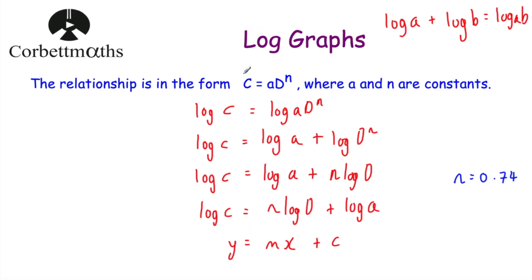So what I'm going to do is go back up to the relationship, which is in the form c equals ad to the power of n. And we've worked out what n is, and we can use a pair of values from our table for c and d, and then we can work out what a is. So I'm just going to rub this part out for a moment.